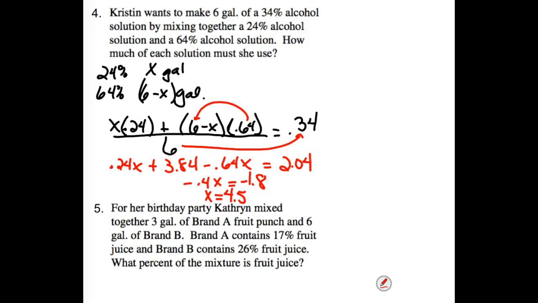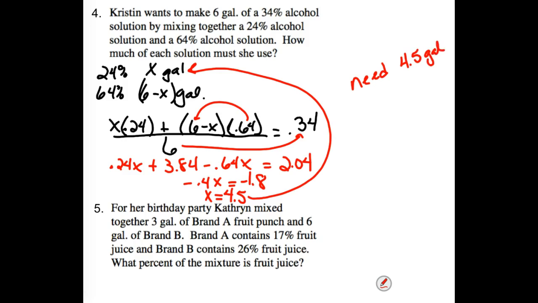For this one, we are having to find 2 answers. X we had as our 24% solution. So we would say we need 4.5 gallons of the 24% solution, and how much of the other? 6 minus 4.5 is 1.5. So 1.5 gallons of the 64% solution. Mixing those two together will give us 6 gallons that is 34%.